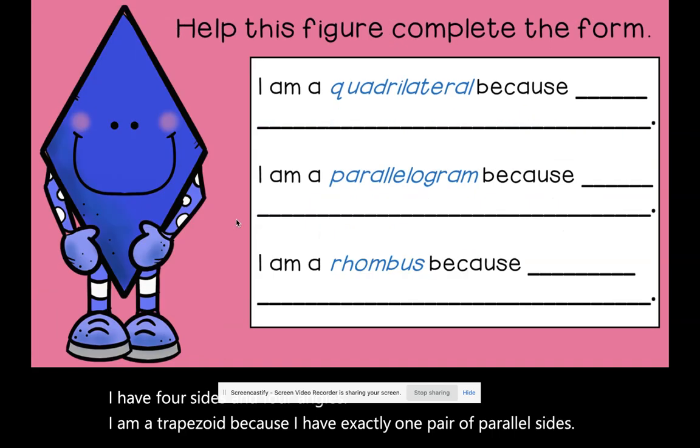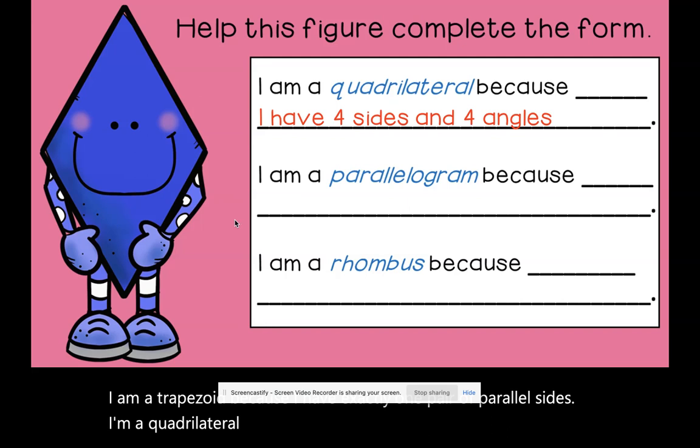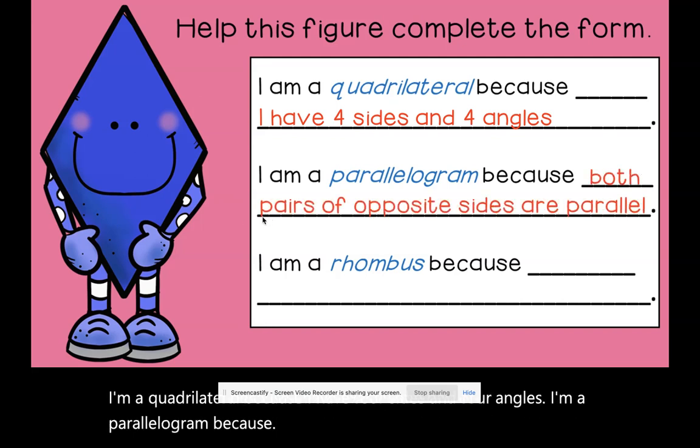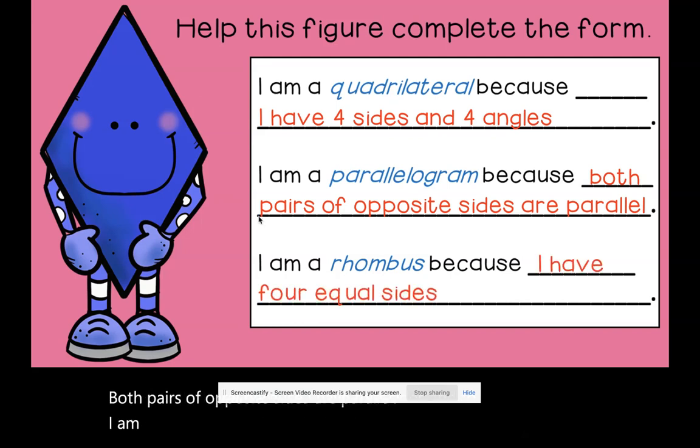I'm a quadrilateral because I have 4 sides and 4 angles. I'm a parallelogram because both pairs of opposite sides are parallel. I am a rhombus because I have 4 equal sides.